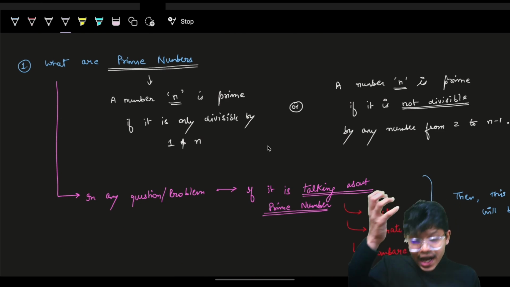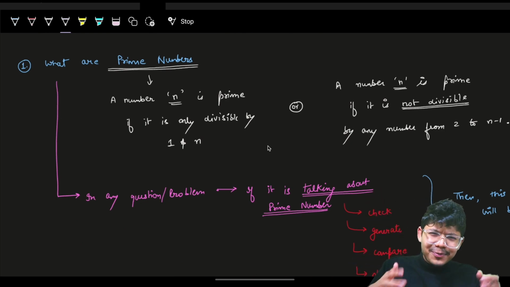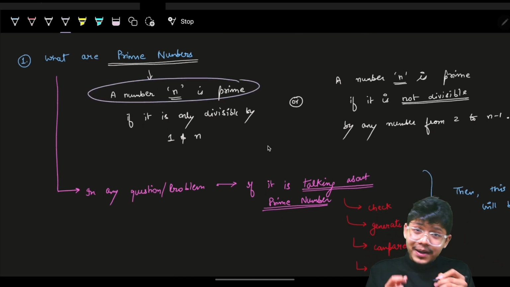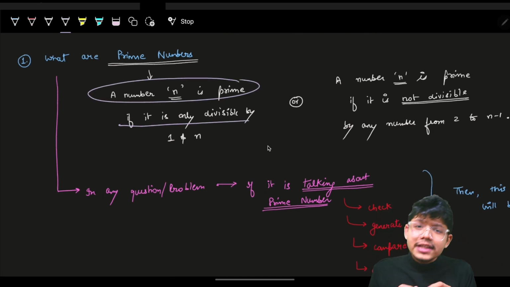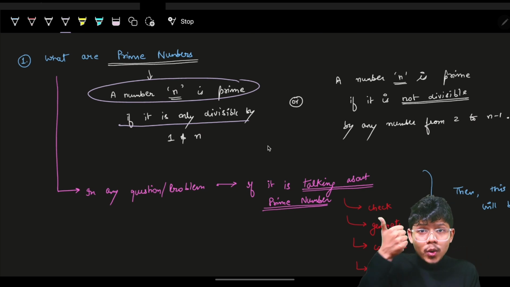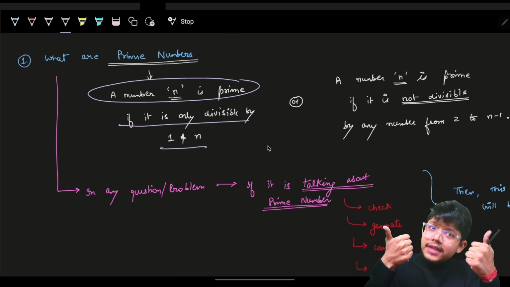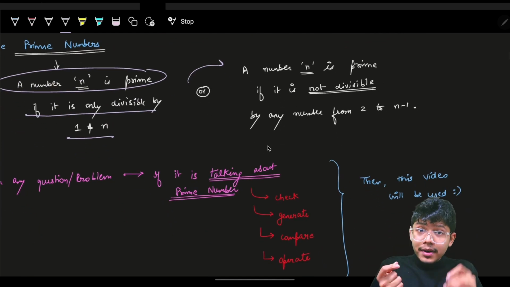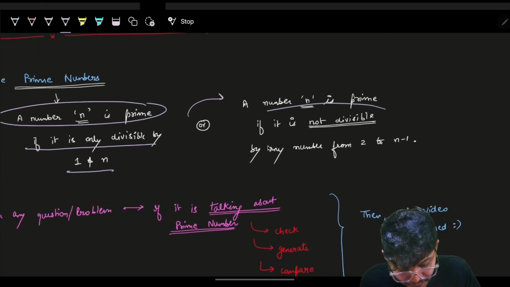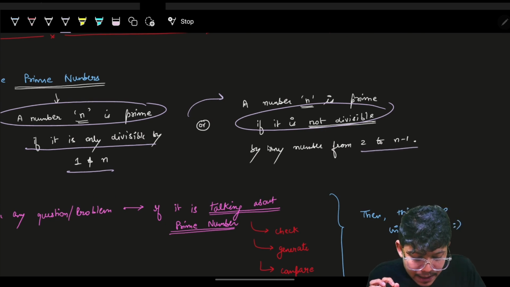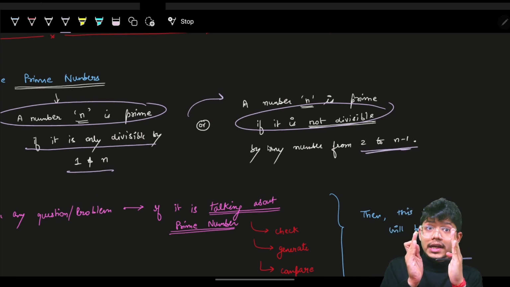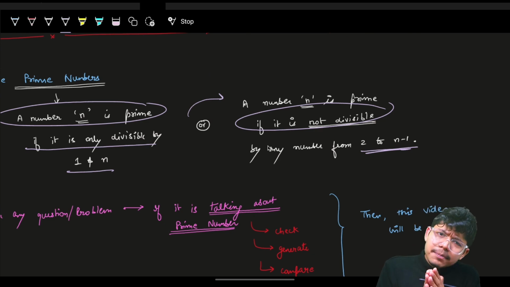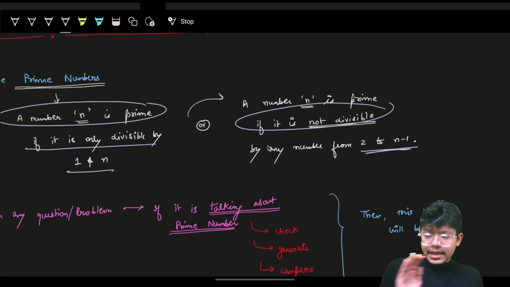First of all, what are prime numbers? As you might have learned in your early school standards, a number n is called prime if it is only divisible by either 1 or the number itself. I can also say the same thing as: a number is called prime if it is not divisible by any number from 2 to n minus 1. Then I can simply say it is a prime number.